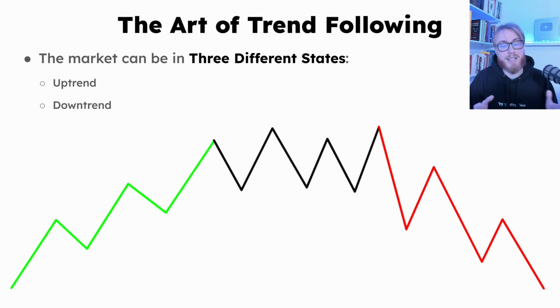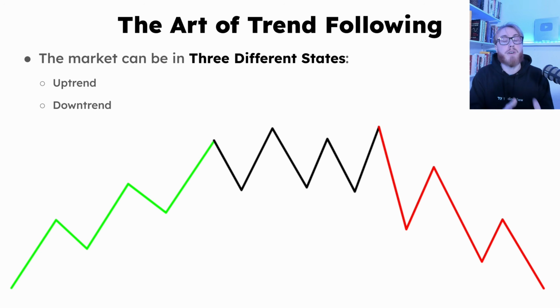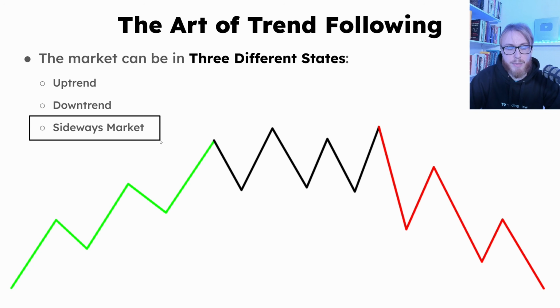And if you think this sounds too simplistic, you are right, because later on in this course, we will take a look at some specific rules that you can follow to find uptrends and downtrends. But for now, all you need to know is that in an uptrend, it's higher highs, higher lows. In a downtrend, lower highs and lower lows. But we also have a third state here. We can also have a sideways market.